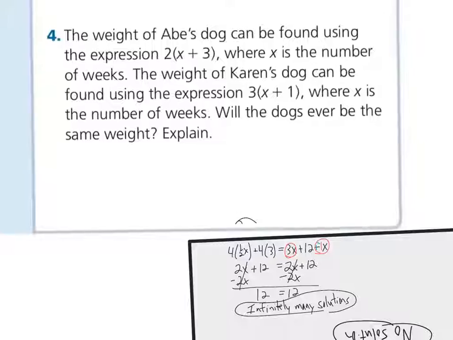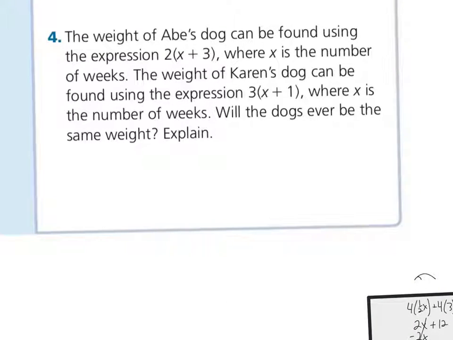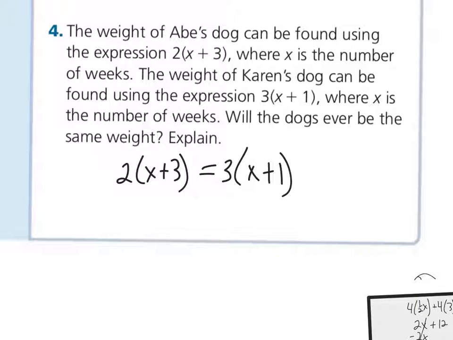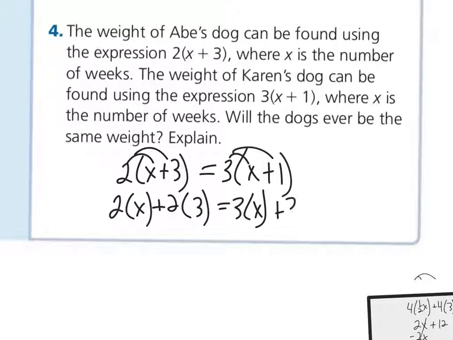If we look at number 4, we have an expression for the weight of Abe's dog, where x is the number of weeks, and for Karen's dog, will the dogs ever have the same weight? So we can set these equal to each other and see what happens. So if you distribute first, so you get 2x plus 6 equals 3x plus 3.